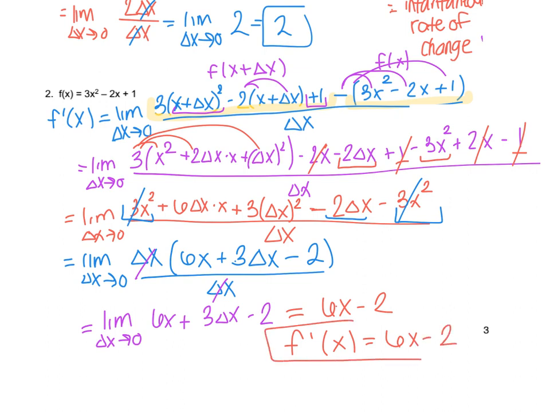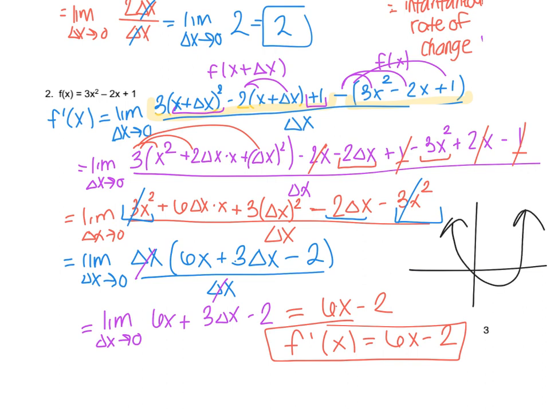So it's a very long process to get there, this limit process, but what we've just done is found the slope of the tangent line. So think about our original function, 3x squared minus 2x plus 1. Hopefully you guys know now that this is a parabola. I don't know exactly where this parabola is. I'm just going to put it on the graph.